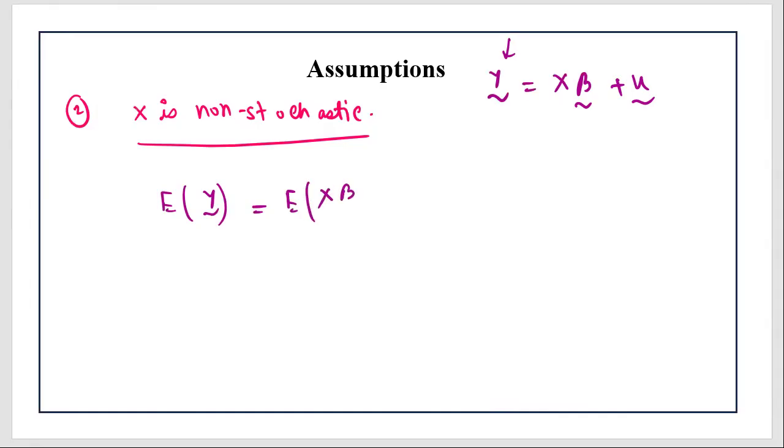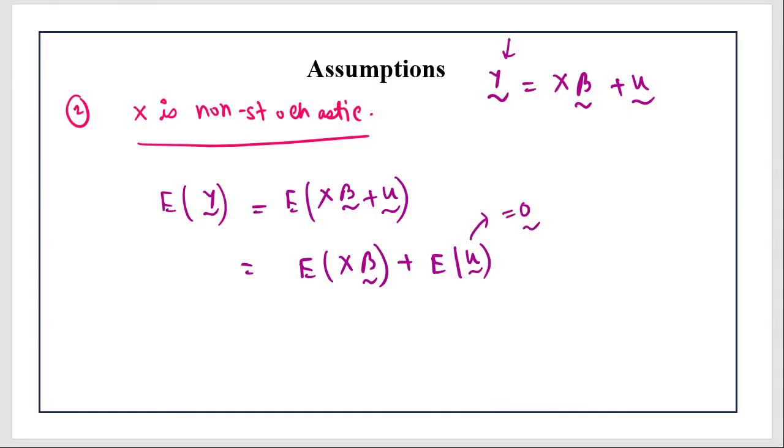Let me write it entirely. X beta curl plus u curl. So you can separate them out: expectation of X beta curl plus expectation of u curl. Now expectation of u curl, we have just shown that this is zero curl. So the expectation will simply be X beta curl plus zero curl. It doesn't matter, so it will come out to be X beta curl.